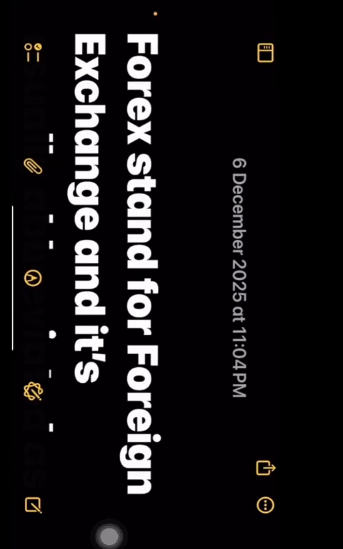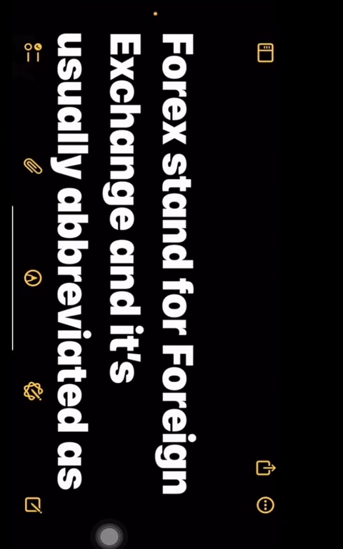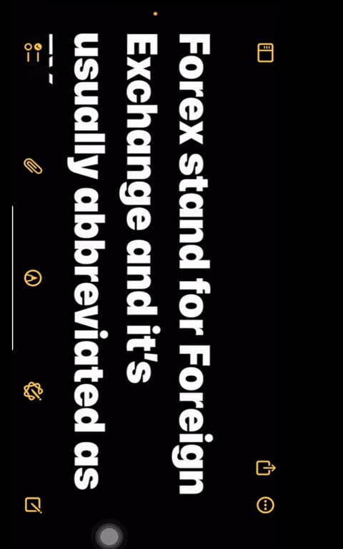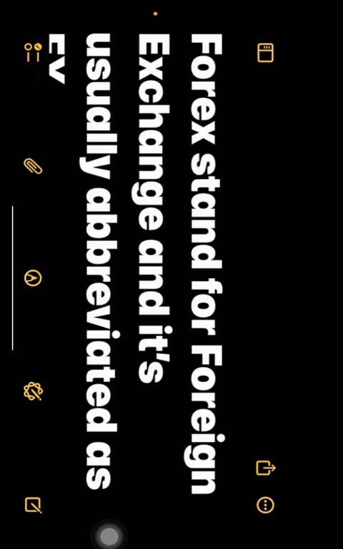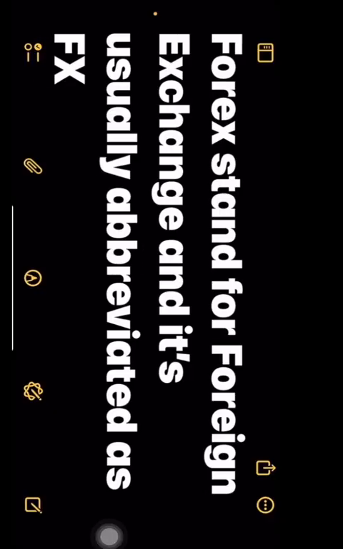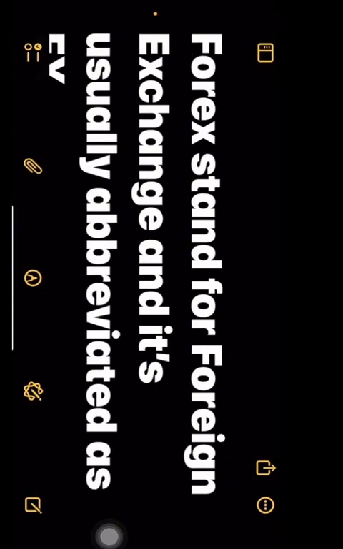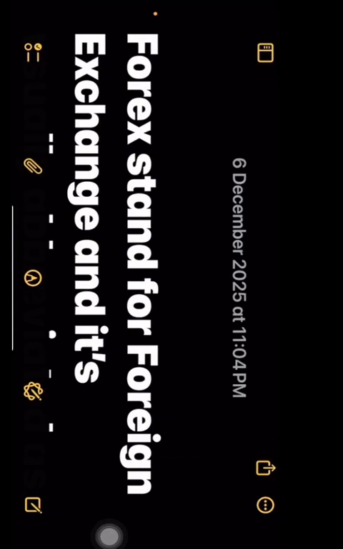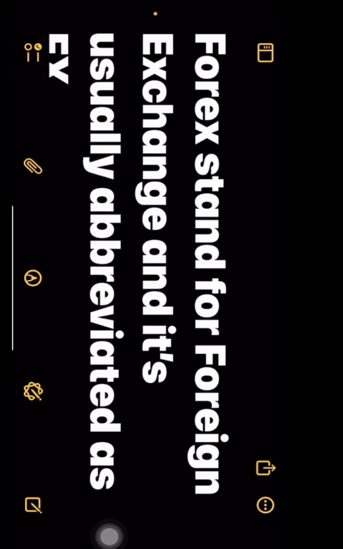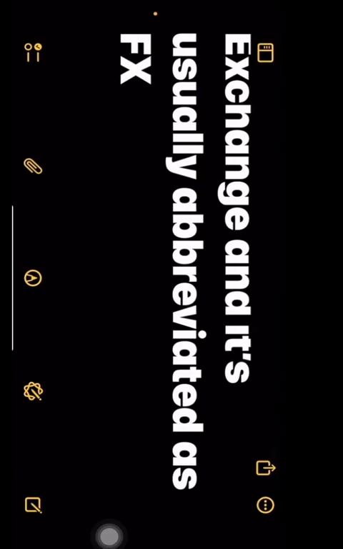So first of all, what you need to know about Forex trading is what it stands for. Forex stands for foreign exchange. That's just a brief abbreviation. It's usually abbreviated as FX. That's just it about Forex. There's no long explanation or long note about it.